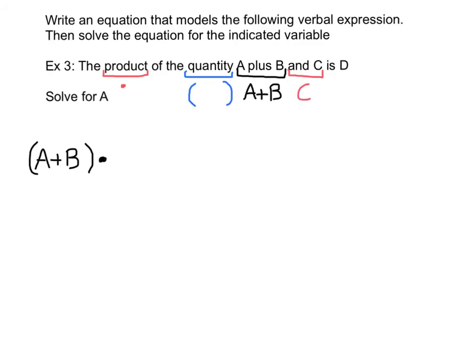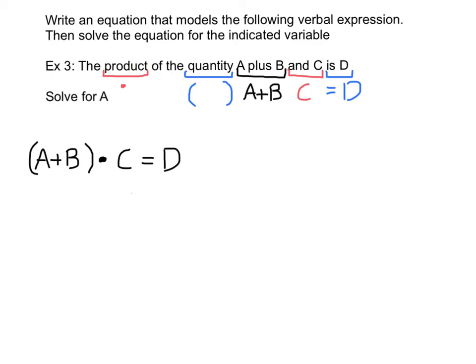So I'm going to write (a + b) times c, and then what is this d telling us? Well, that's telling us that it's equal to d. It's a little tricky because of that quantity term, but remember, quantity is implying that we're going to start grouping more than one thing together. So when we say the product of the quantity a plus b and c, it's literally saying a plus b is the first part of our multiplication, because it's the quantity a plus b, and then c is the second half of our multiplication.